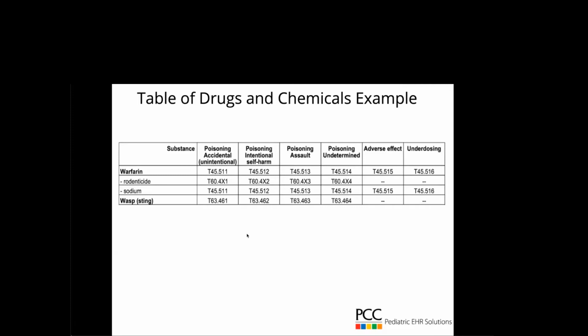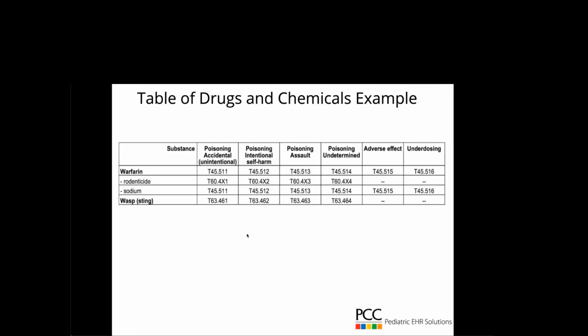So warfarin is a rodenticide. So it may be the same substance, but it is meaningful from a coding perspective whether it was the warfarin drug or the warfarin rodenticide. So, mouse, rat poison, that kind of thing. As well as substances, also including things like wasp stings. I could have picked an easier one to say, I guess. So wasp stings. The adverse effect and the underdosing you see for the rodenticide and the wasp stings are excluded.